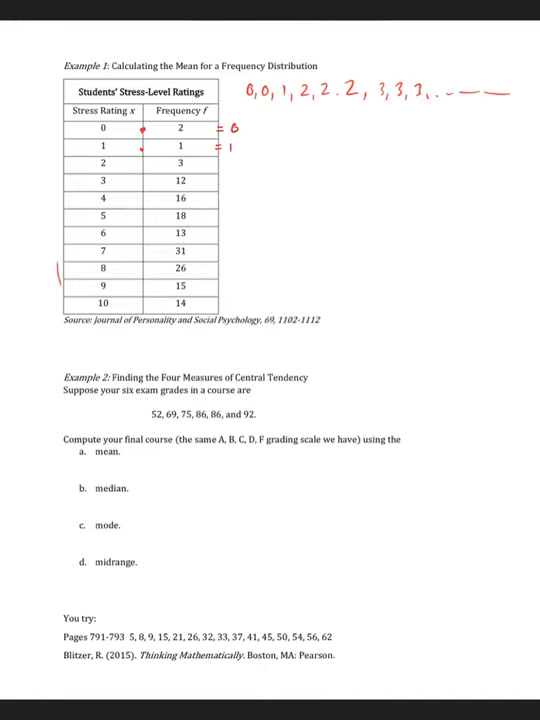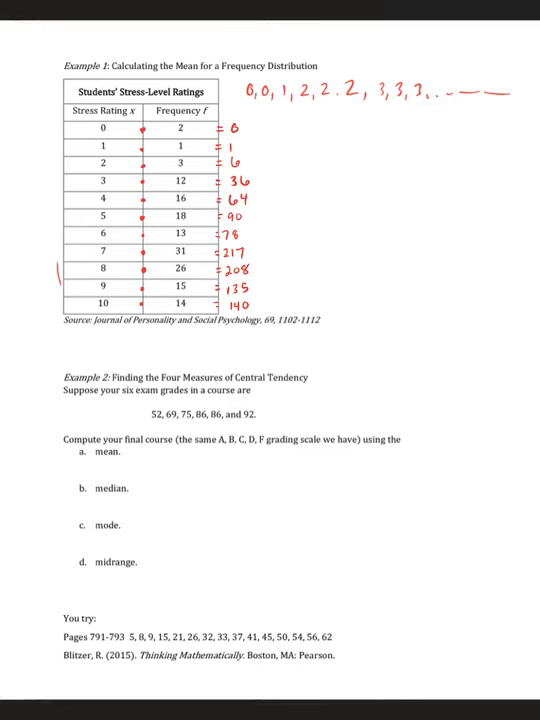1 times 1 is 1. 2 times 3 is going to give us 6. 3 times 12 is 36. 4 times 16 is going to be 64. If you need to, use your calculator, 5 times 18, and so forth. I want you to pause the video and go ahead and write in the rest of those values as you multiply them. Okay, and you'll see that I have all my values there.